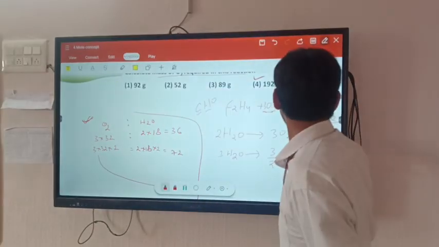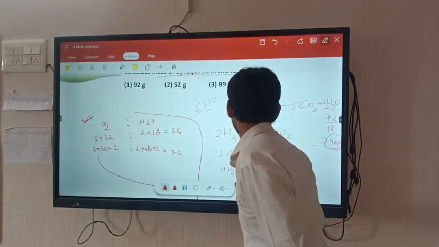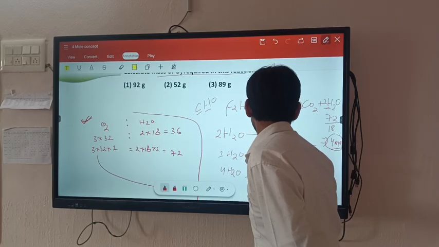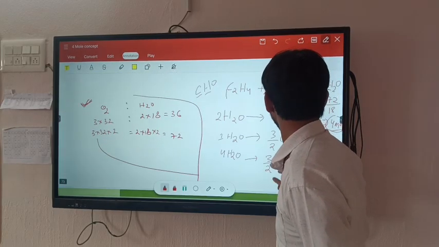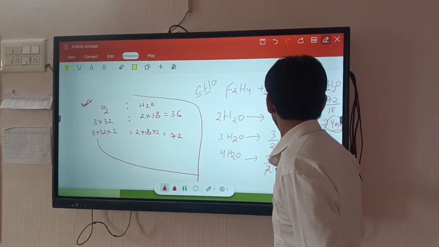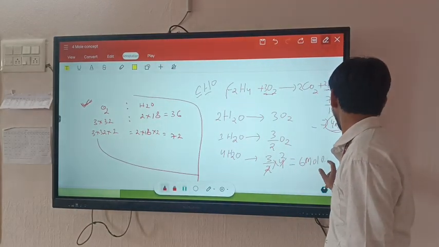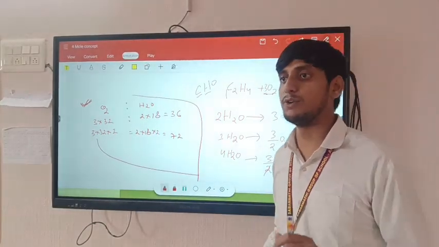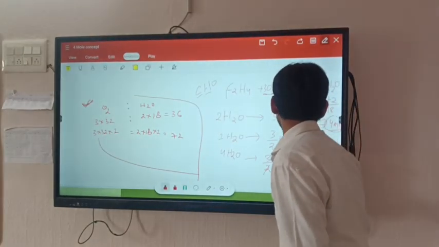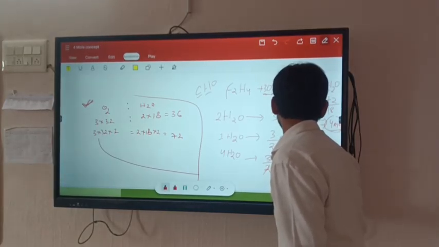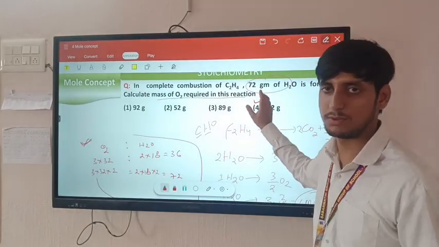Now the mole of water given is 4 mole. So 4 mole H2O needs 3 by 2 into 4, which equals 6 mole oxygen required. Now you have the mole of oxygen. Mole equals weight upon molar mass. Molar mass of oxygen is 32 gram. So 6 into 32 gives the answer: 192 gram oxygen. Which option is correct? Option 4 is correct, right?